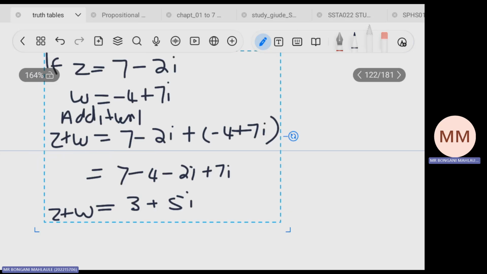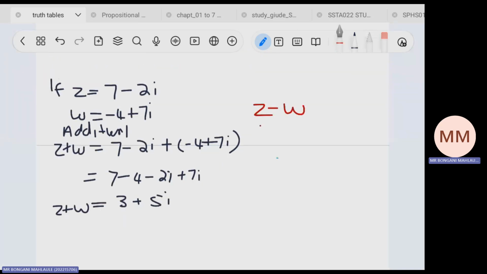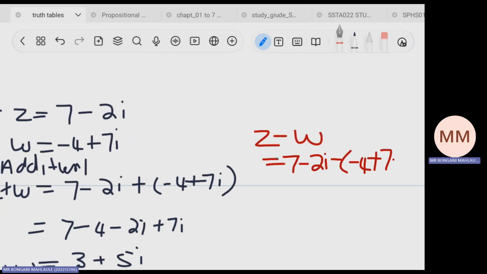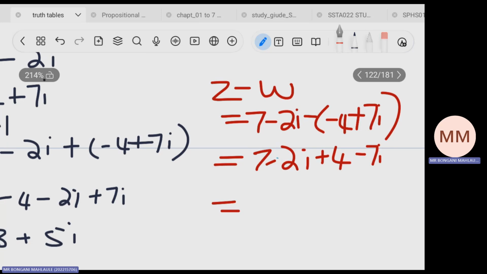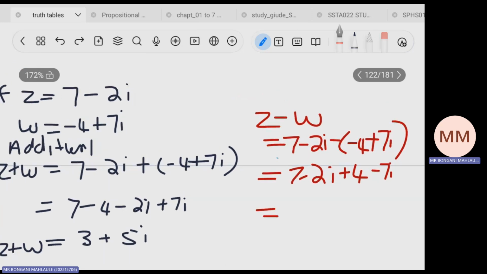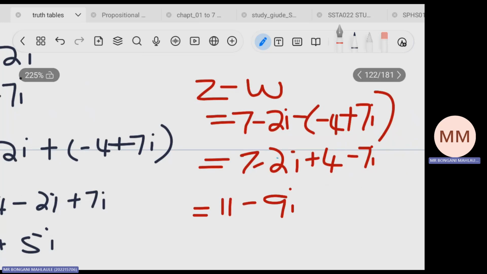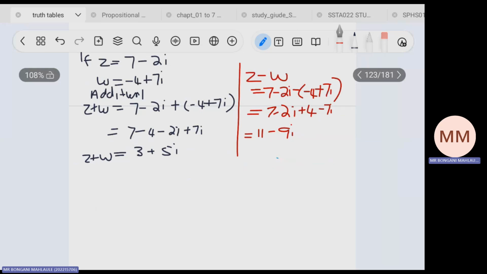Using this example, you can also do z minus w. So this will be z, 7 minus 2i, minus -4 plus 7i. And this will be 7 minus 2i plus 4 minus 7i. Then this will be, 7 plus 4 will be 11. Then minus 9i. So this one is for z minus w.